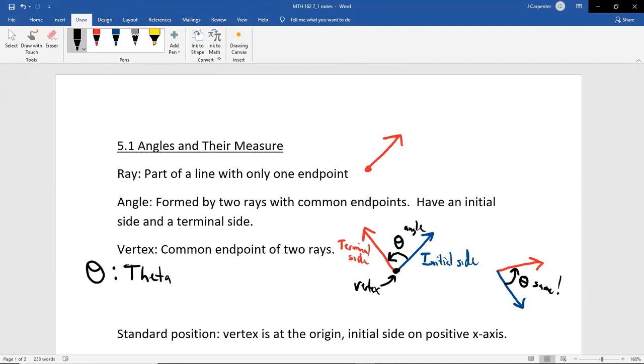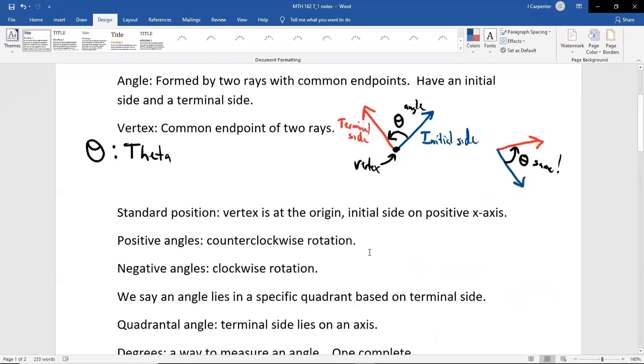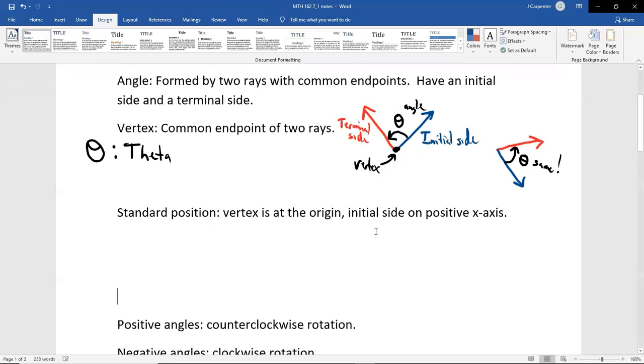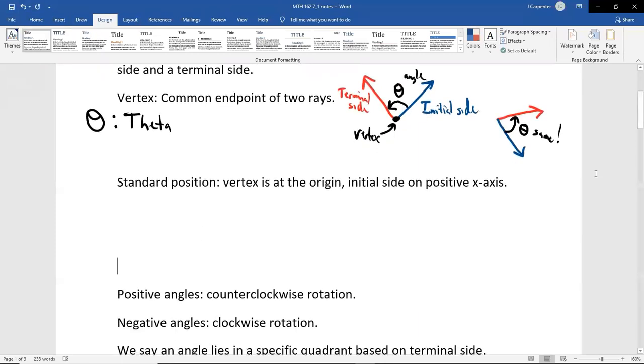So our standard position has the vertex at the origin, and when I say origin, I mean of a standard rectangular coordinate system, or Cartesian if you know the fancier name for it. So the vertex will be the origin, so the point at which those two lines meet will be the origin. The initial side will be on the positive x-axis. The terminal side goes wherever it ends up. So I'll leave that little memo, but we're going to draw.